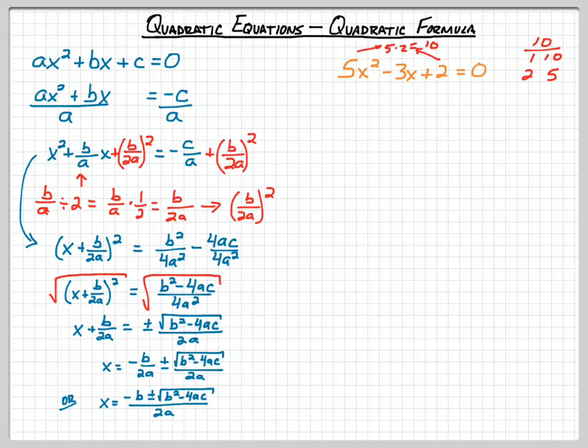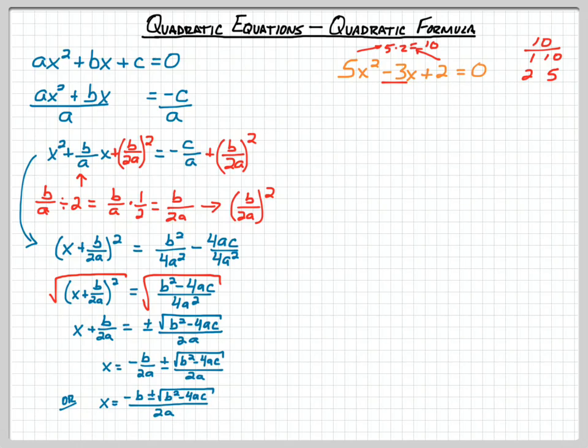1 plus 10 does not equal negative 3. 2 plus 5 does not equal negative 3. Even if we consider the negative values, which wouldn't quite work with this situation, but even if we did consider those, we wouldn't get negative 3.